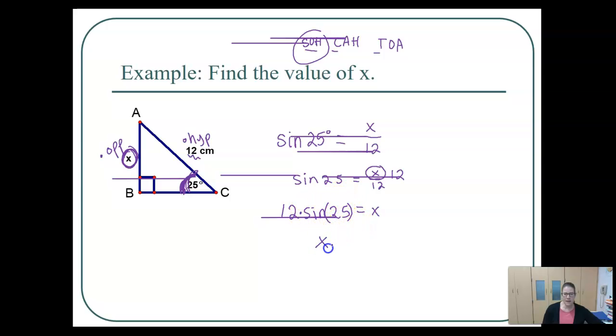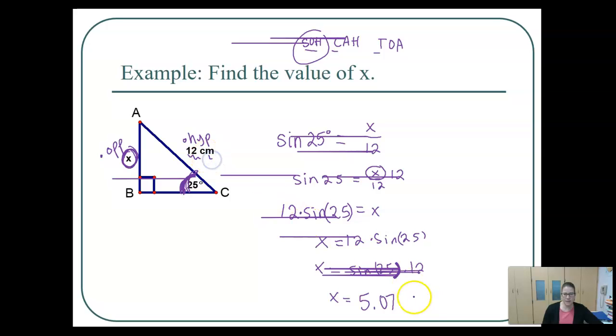Okay, so in my calculator now, I can find what x is equal to by doing 12 times sine 25. Now, if you put that in the other order, if you write x equals sine 25 times 12, you can do that, but just make sure that you close that parenthesis on sine before you try to multiply it by 12. And again, make sure your calculator is in degree mode. So I'm going to go ahead and enter this in my calculator, 12 times sine 25, and that gives me 5.07.